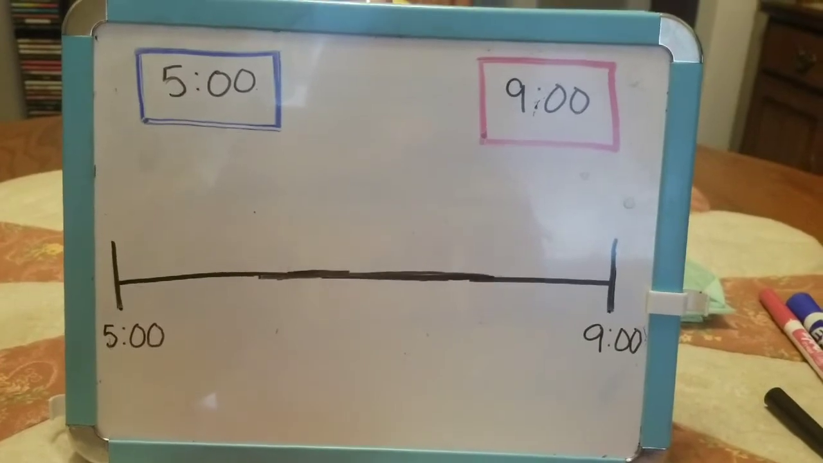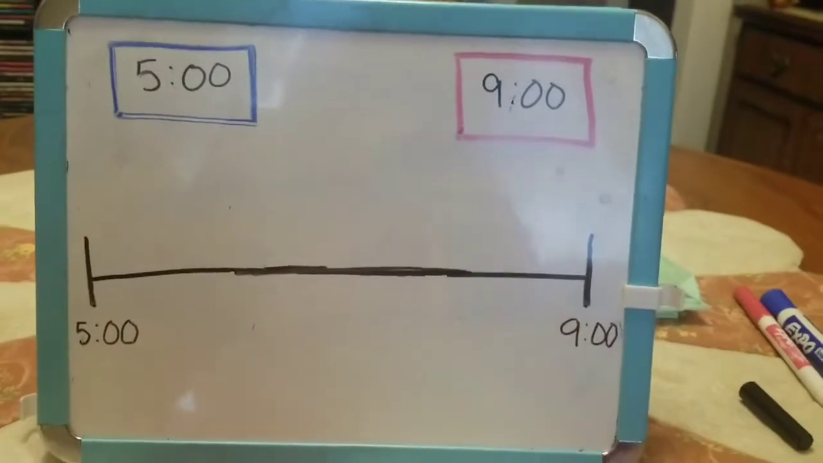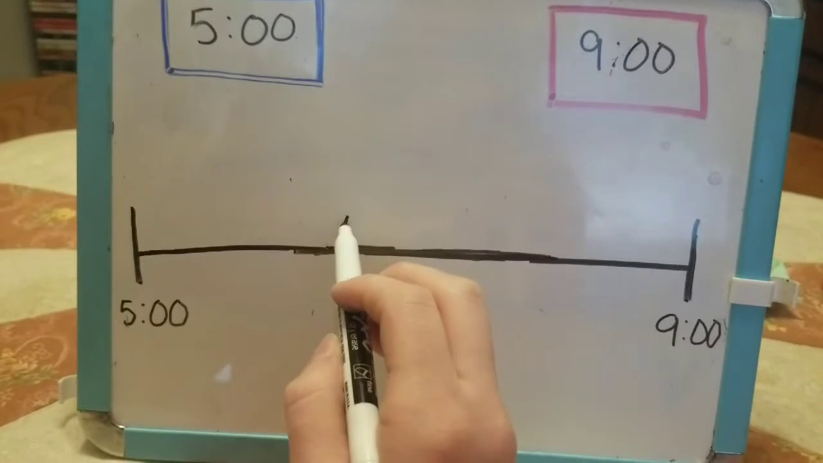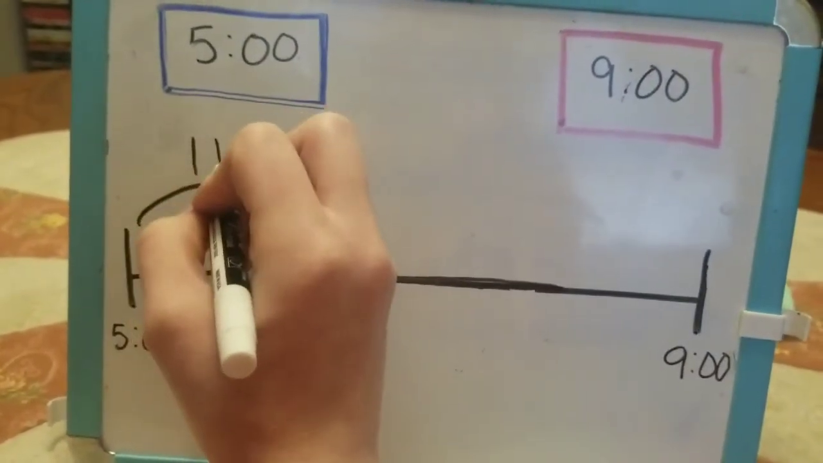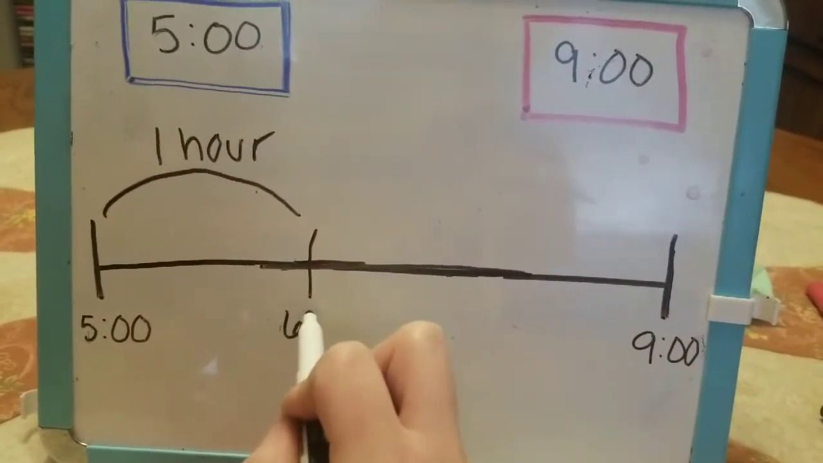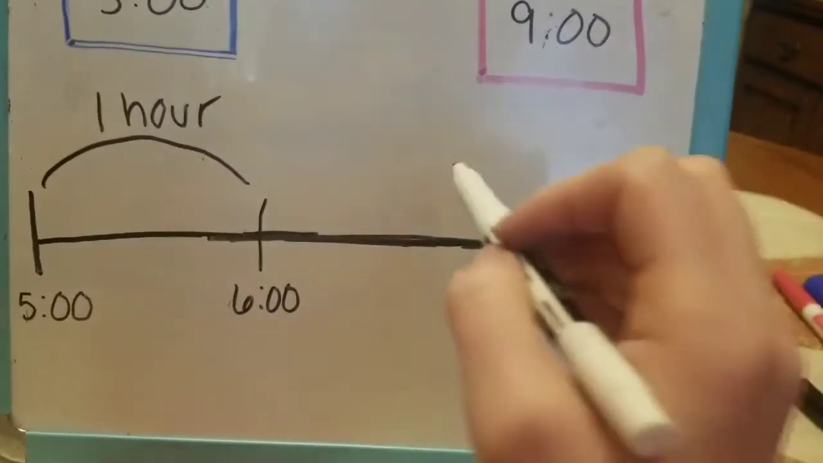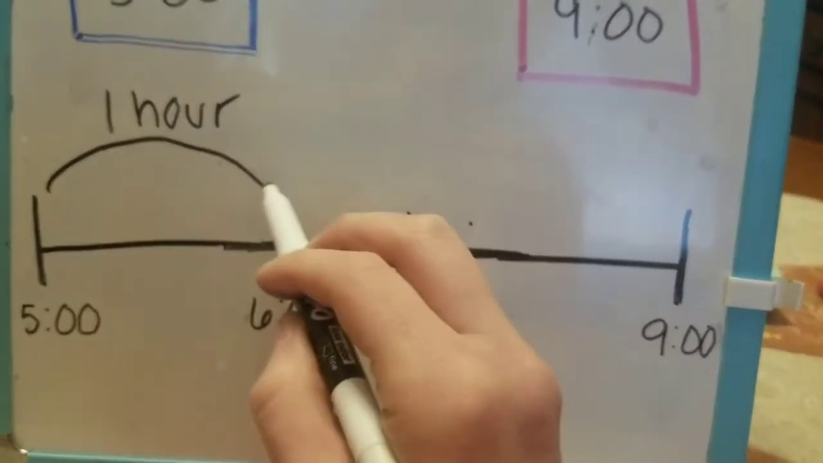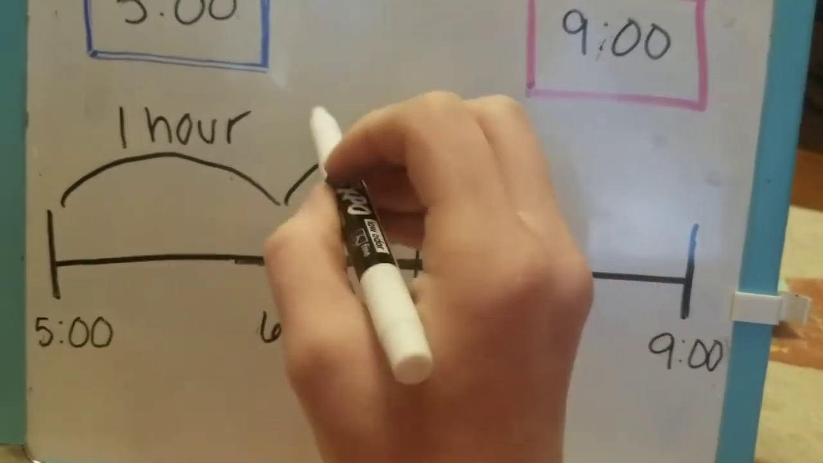So now, I need to figure out how much time was between 5 and 9. So I know that if I went up 1 hour from 5, that would be 6 o'clock. So I am going to do a 1 hour jump to 6 o'clock. I know that if I add another hour, I'm going to have it at 7 o'clock.